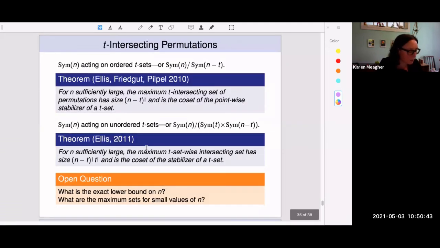One direction to take the work is to look at your symmetric group acting on T sets or on ordered T sets. So this is T intersection. And this is an action that is one transitive, but in these papers, Ellis, Friedgut, and Pilpel, and Ellis proved that you can find a weighting. Now their proof required n to be sufficiently large, but this is an example of one transitive groups where they were able to find a weighting that worked.